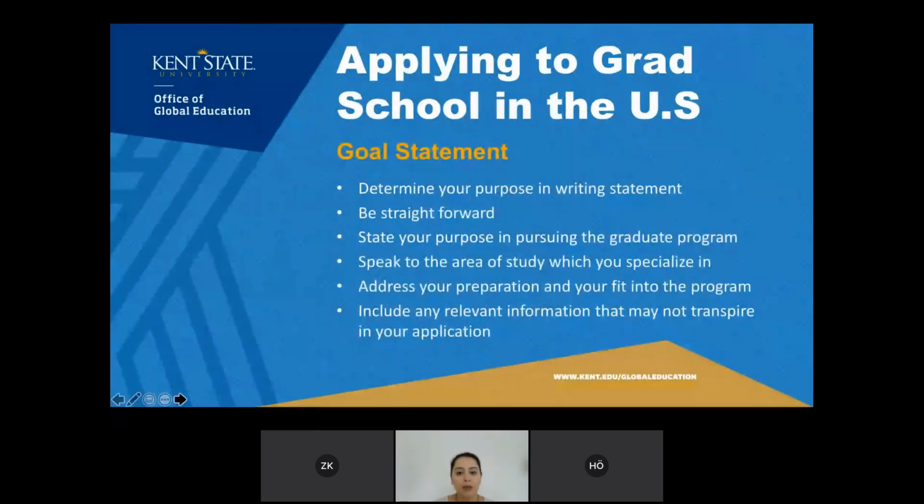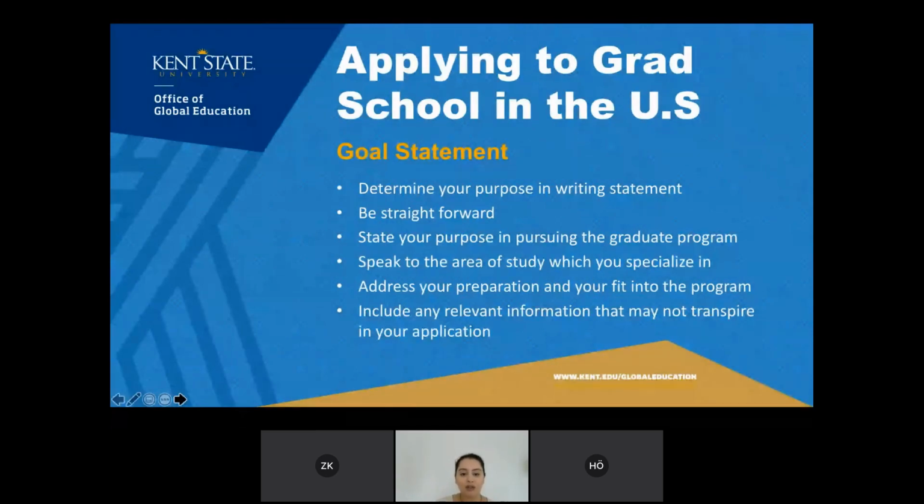And of course, be straightforward. Goal statements really should not exceed 1 or 2 pages max. This is not a dissertation. You don't need to write 4 or 5 pages. You want to be very straightforward in your writing. You want to tell them why you're pursuing the graduate program. You want to speak to the area of study which you specialize in or your research. You want to address how prepared you are for the program and how well you believe you will fit in the program. And really, for your goal statement, it's your chance to shine.